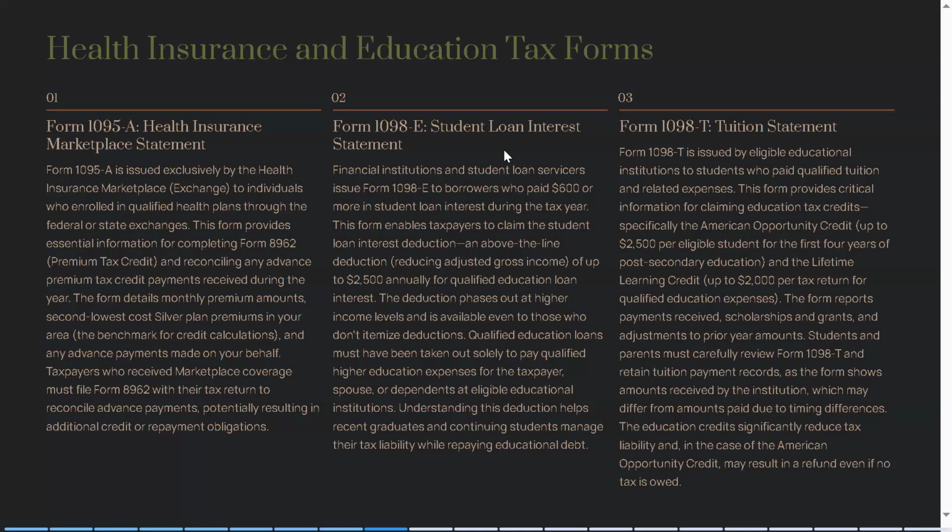So it's very significant. So we want to ask our clients, did you have health insurance? Okay, if you did, did you have it through the marketplace? No. If you didn't, how did you have it?